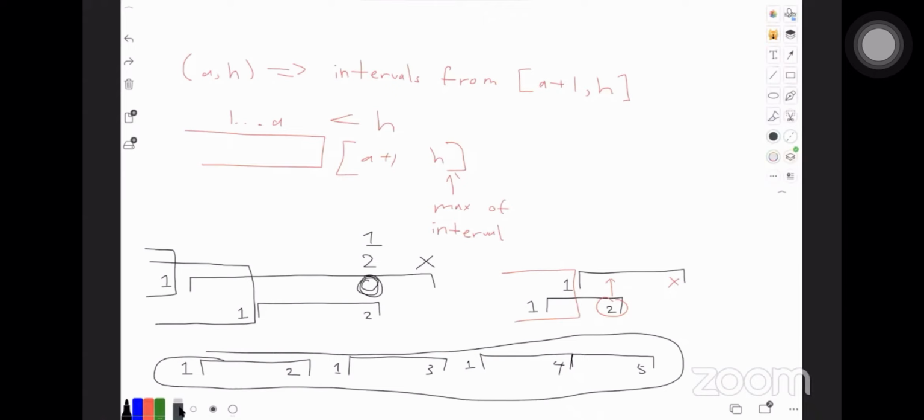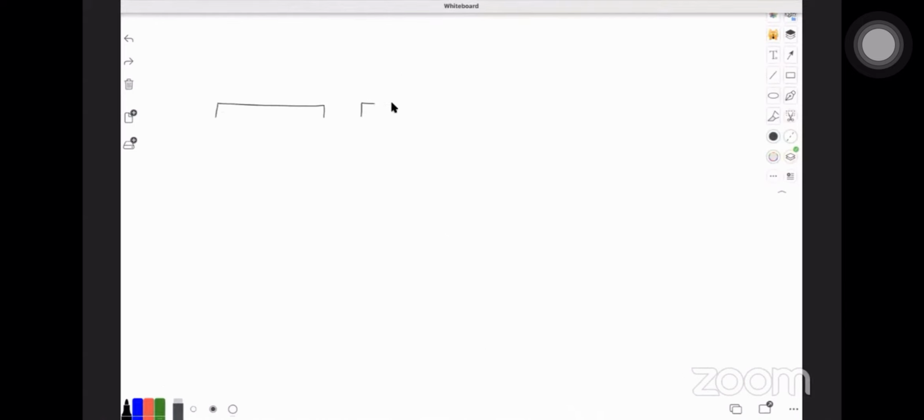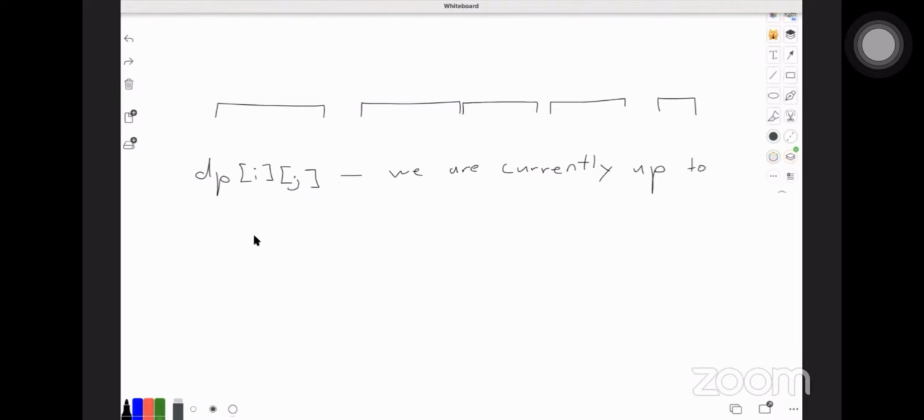So I'm going to now have everyone consider the following dynamic programming approach. So we have these intervals that are disjoint. And let's say dynamic programming of I and J denotes that we are currently up to position I, and our prefix maximum is J.